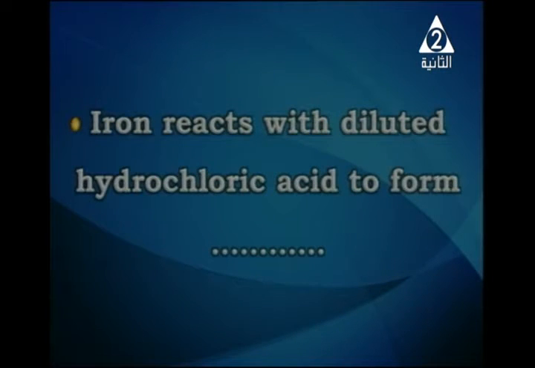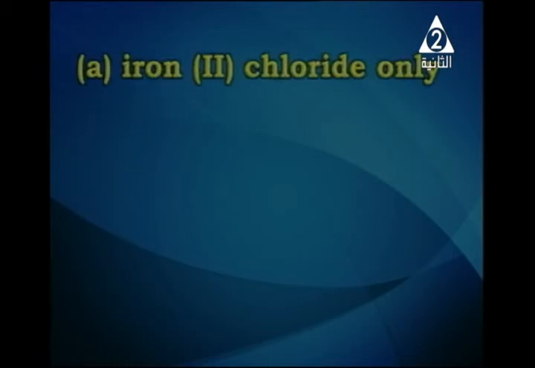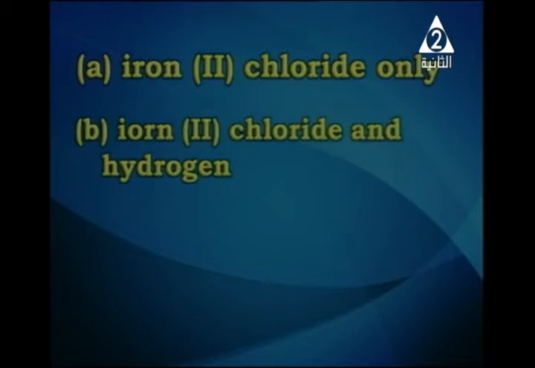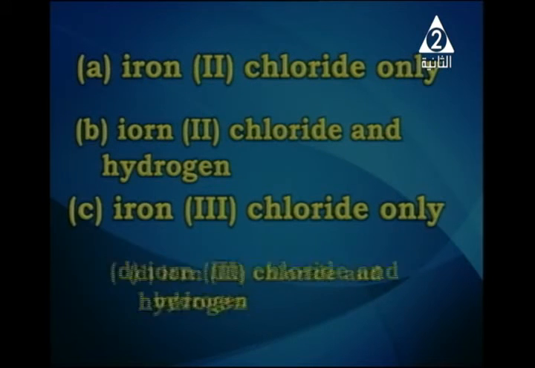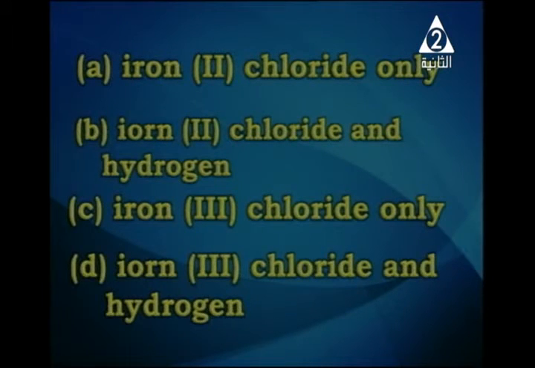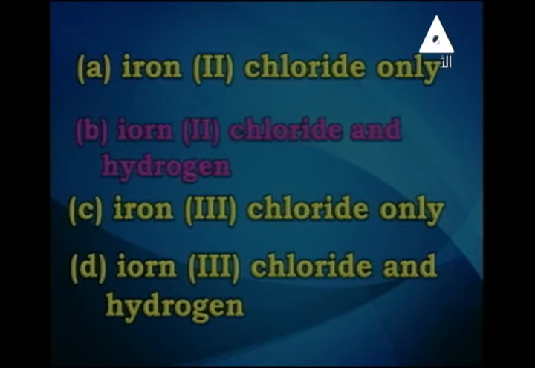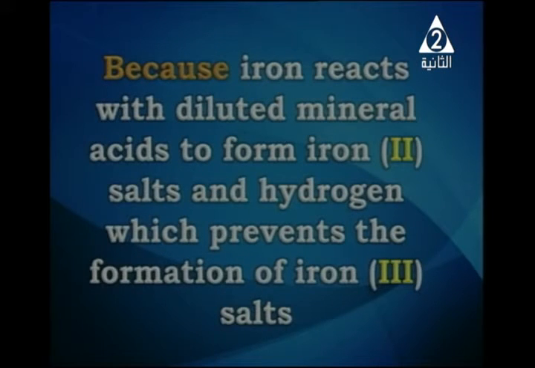Next point. Iron reacts with dilute hydrochloric acid to form what? Iron 2 chloride only, iron 2 chloride and the hydrogen gas, iron 3 chloride only, iron 3 chloride and the hydrogen. If you think about it, yes, it will be iron 2 chloride and the hydrogen gas. The reason for that, because iron reacts with dilute mineral acids to form iron 2 salts and the hydrogen, which prevents the formation of iron 3 salts.